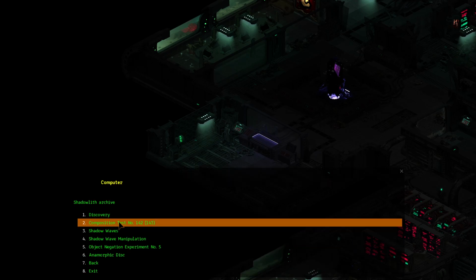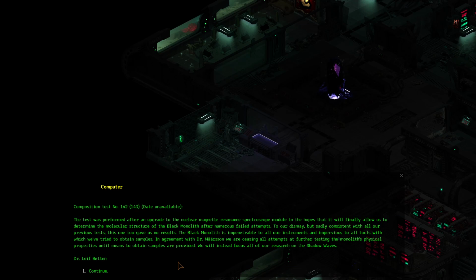Composition test number 142-143. Date unavailable. The test was performed after an upgrade to the nuclear magnetic resonance spectroscope module in the hopes that it will finally allow us to determine the molecular structure of the black monolith.